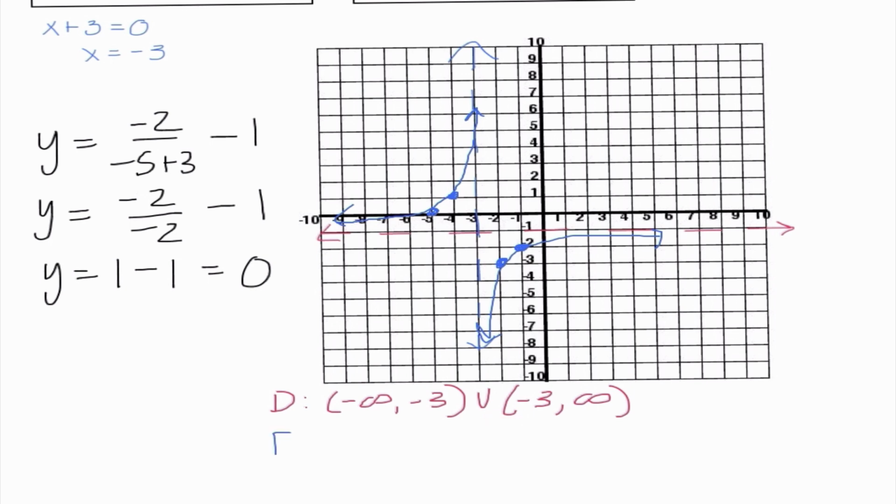Our range, okay, we notice that it's going all the way down to -infinity and it's going up to +infinity. The only y value that it does not hit is a y value of -1. So we're going to go ahead and say this goes from -infinity to -1, union -1 to infinity. Okay, so we notice that our two different asymptotes become really important when we're writing our domain and our range.